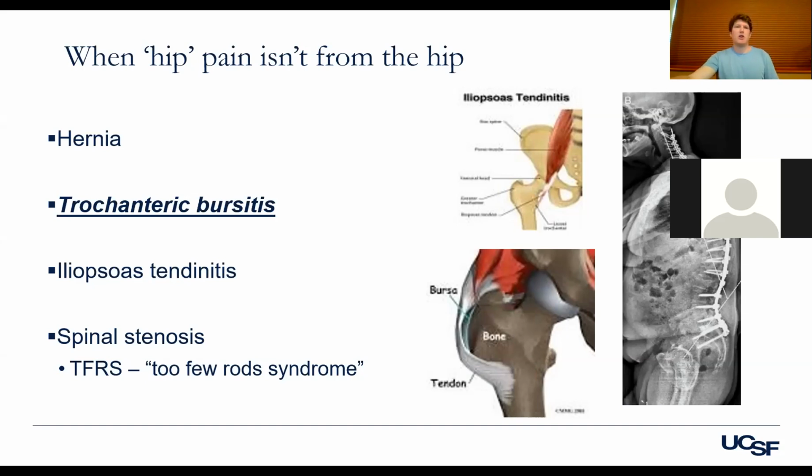Hernias are not uncommon. I've picked up 2 in practice since I started. It's not a routine part of my exam, but if something sounds a little weird or different, then you will catch it. Trochanteric bursitis is obviously more lateral-based pain. Iliopsoas tendinitis is activity-based, flexion-based pain. And spinal stenosis or back radiculopathy is a big overlap with hip pain, so figuring out the differential between those 2 is important in your history and physical.